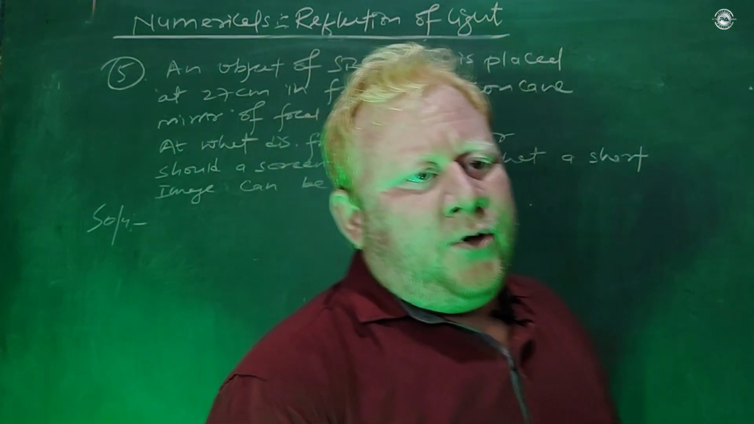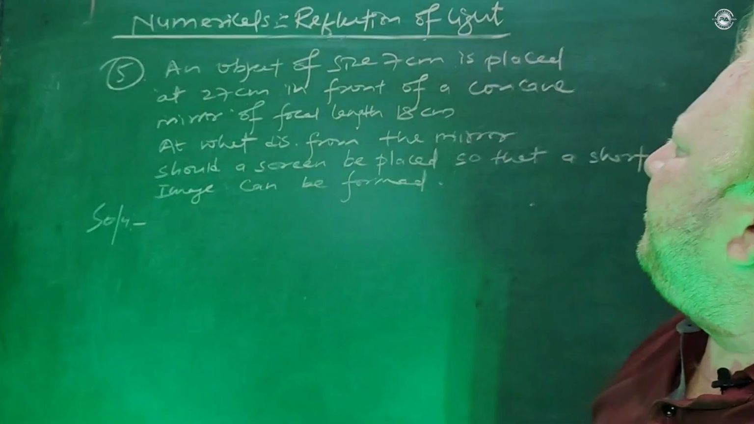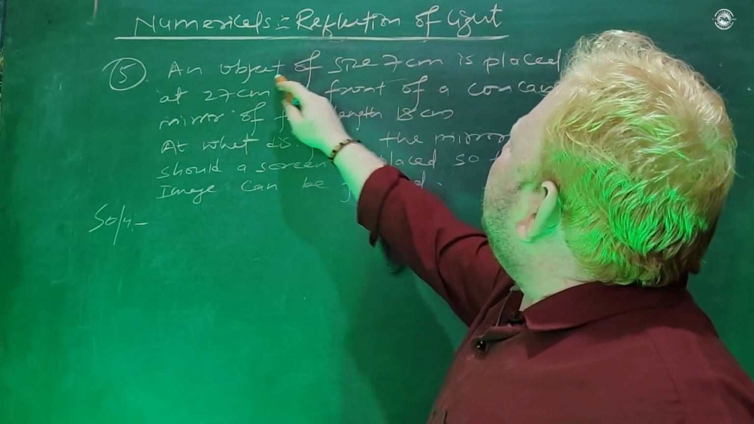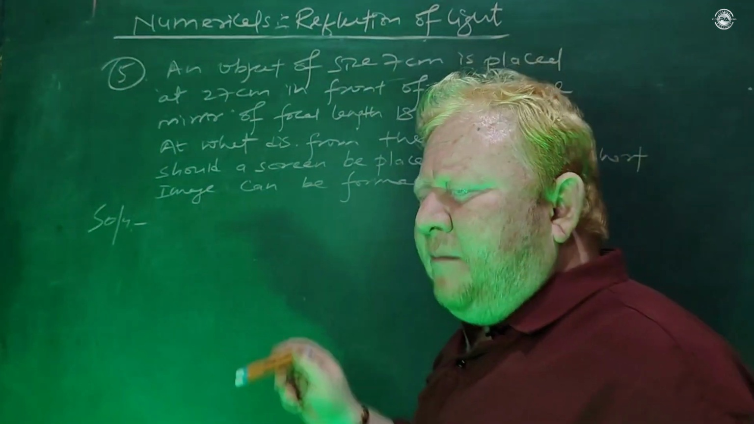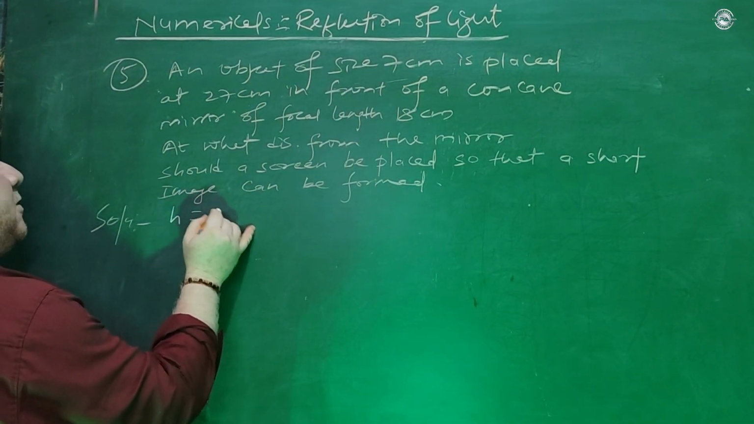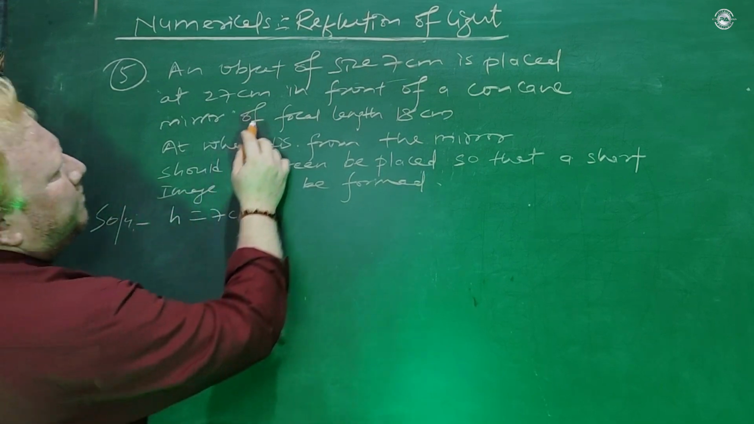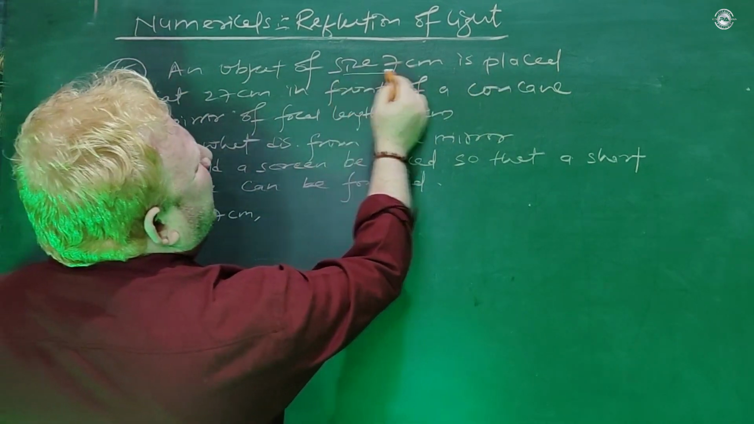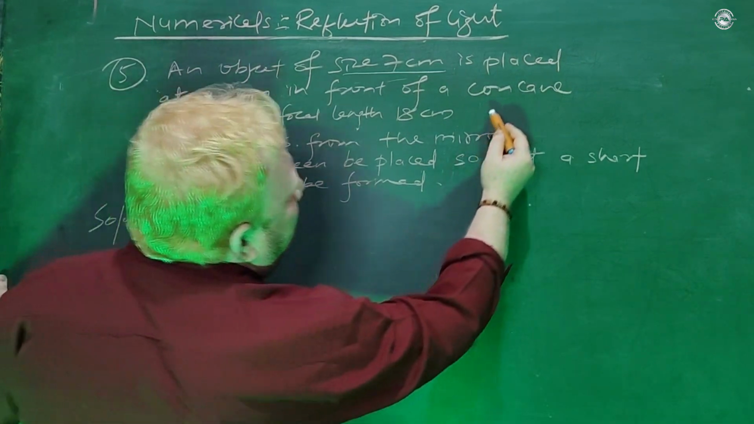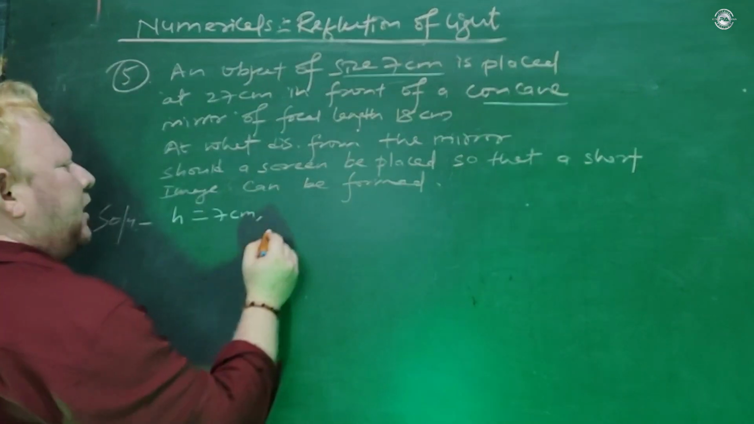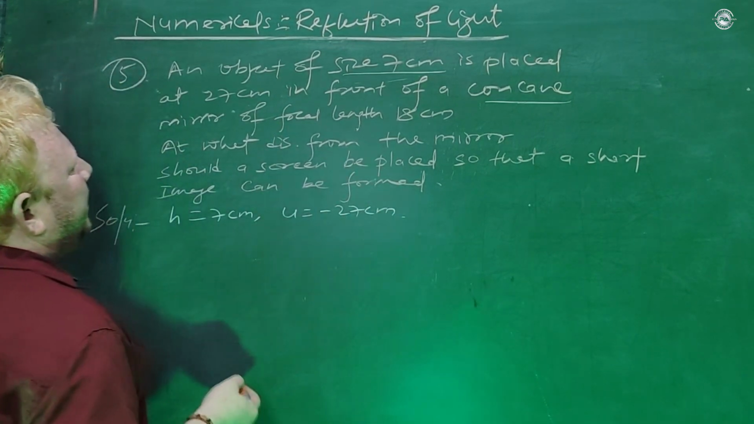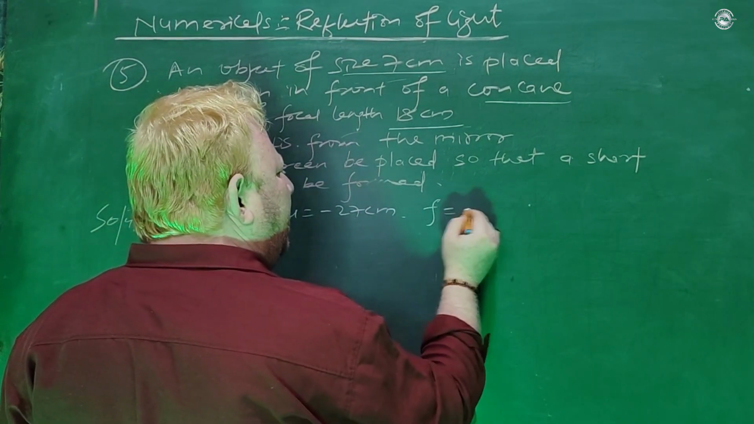Tell me, what is the approach? How will you approach such a question? An object of size 7 centimeters is given. So can we approach by taking h equal to 7 centimeter? The object of size 7 centimeter is placed at 27 centimeter in front of a concave mirror. Point to be noted: u is equal to minus 27 centimeter.